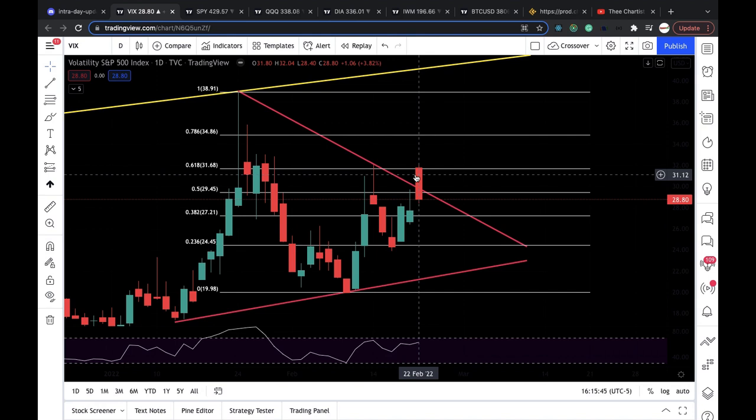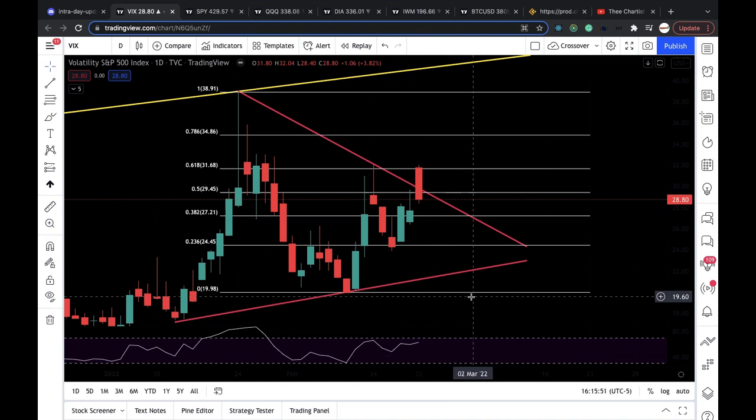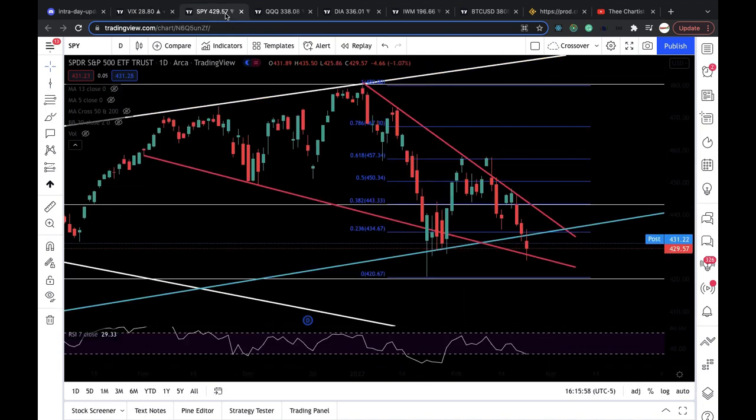If not, this is a very bearish setup. Double top, false breakout, okay? And if VIX continues to be bearish, that's good news for SPY bulls, okay? Bearish VIX, bullish SPY, all right?